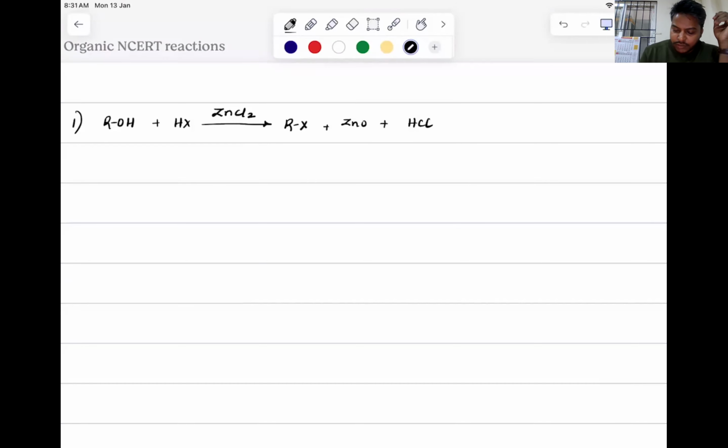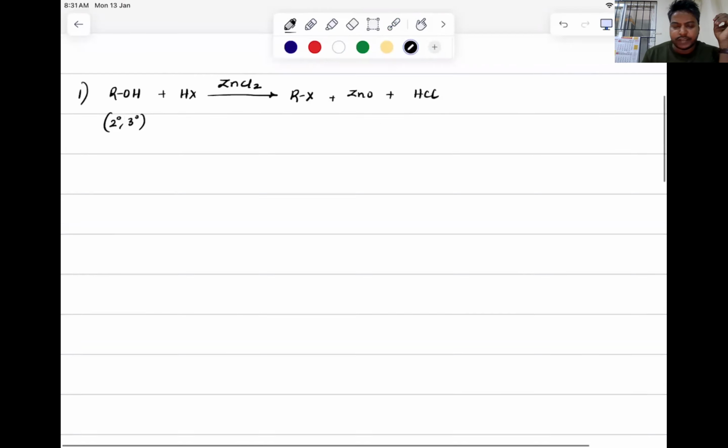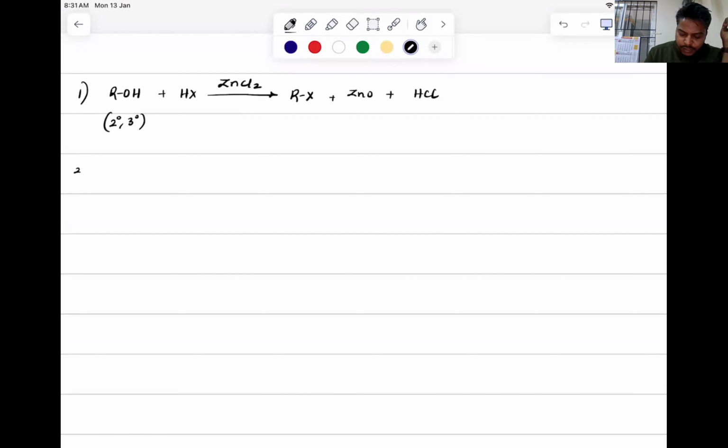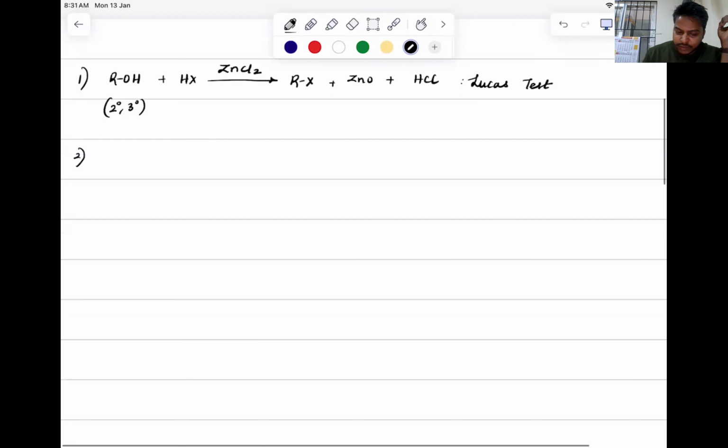Now, notice this here, what type of R we should have. Generally, preferably 2 degree and 3 degree. 1 degree reaction will be very, very slow, or we can say it is no reaction as such. Okay. And this is also Lucas test. It's also Lucas test.